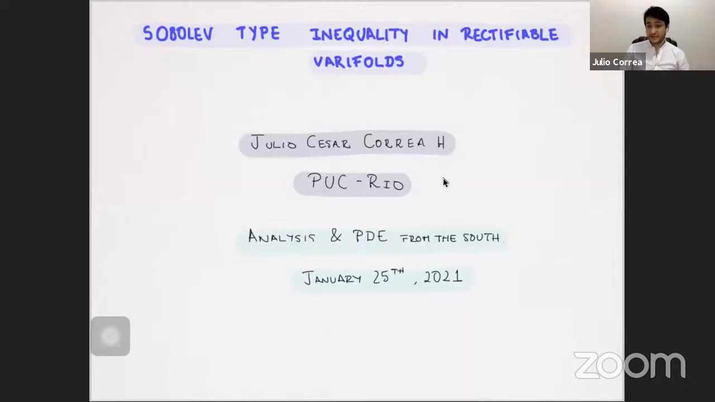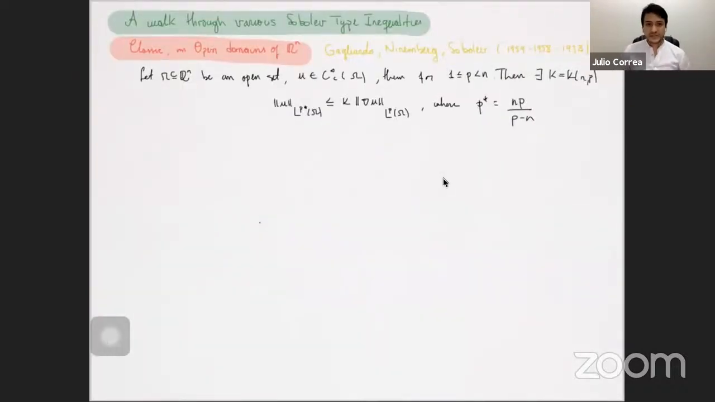Thank you very much to the organization for this opportunity, and thank you all for being present today. I'm going to talk about Sobolev type inequalities in a geometric context. What I mean by a geometric context is that I'm going to consider various underlying settings more than the usual ones. So before I state my result, I'm going to give you a walkthrough of Sobolev type inequalities and what I mean by changing the underlying set.